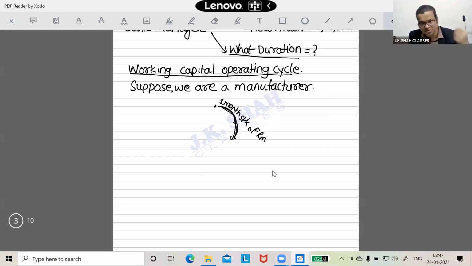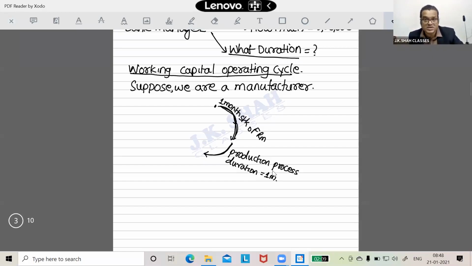We'll start selling raw material only. Obviously not, sir. We are a manufacturer. How will we sell the raw material? So we'll put it into the production process. Let us assume that your production process duration is also 1 month. So on day one you put the raw material in the production process, and it takes 1 month to get converted into finished goods.